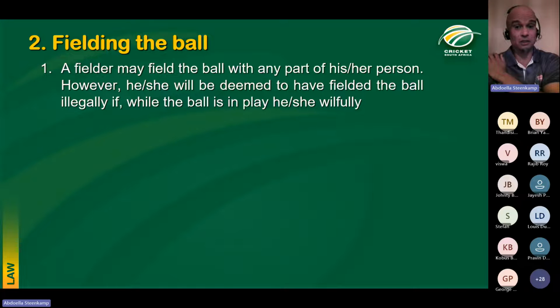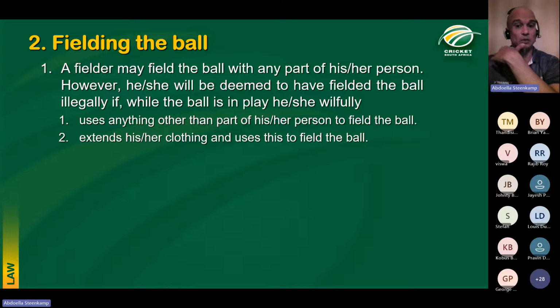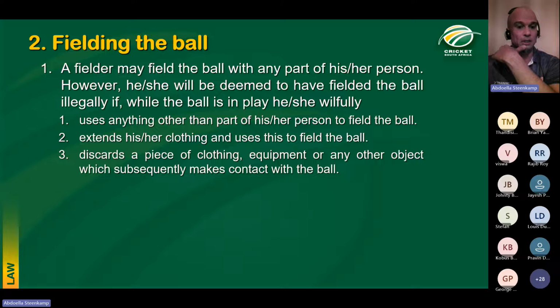The law allows a fielder to field the ball with any part of his or her person while the ball is in play. However, it will be deemed to have fielded the ball illegally if, while the ball is in play, he willfully uses anything other than his or her person to field the ball. You can use any part of your person to field the ball, but if you use anything else, we'll see an example in a picture in the next slide. He or she may extend their clothing and use this to field the ball, or discard a piece of clothing, equipment, or any other object, and this then subsequently makes contact with the ball.